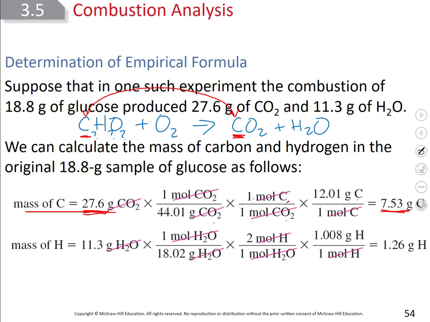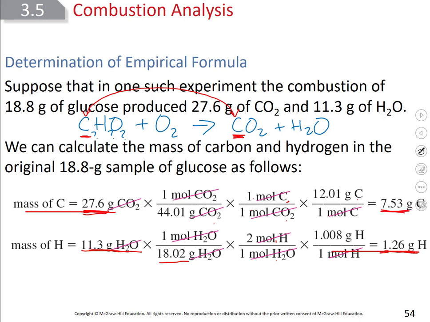We do the exact same process for water. To find the mass of hydrogen, we take our 11.3 grams of H2O, divide by the molar mass of H2O, which is 18.02, and multiply by the molar ratio. The molar ratio says that there are 2 hydrogens in every water because it's H2O, right? So that's where it's 2 to 1. Then we'll end up with moles of hydrogen at the end of this step. To get to grams, we multiply by the molar mass of hydrogen, which is 1.008, and we're left with grams of hydrogen. So of those 11.3 grams of water, we're left with 1.26 grams that were hydrogen.